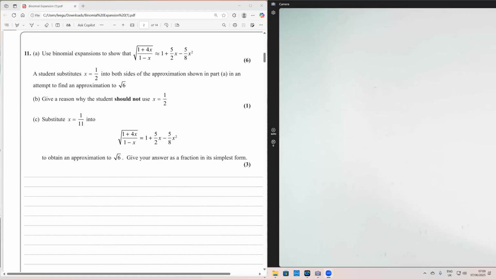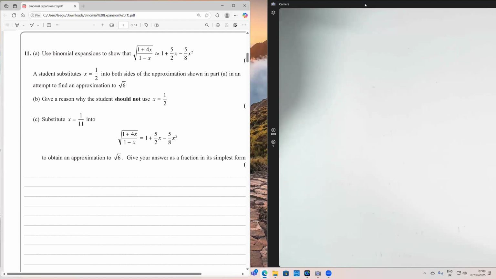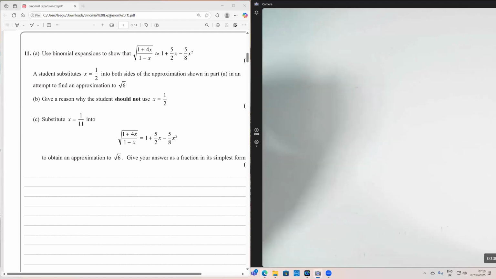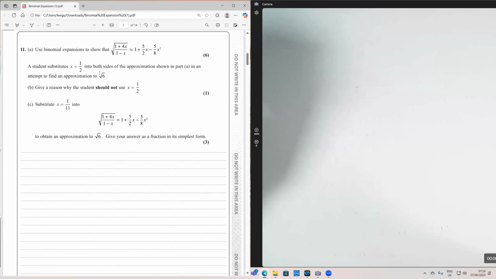Hello everyone, we're going to look at this binomial expansion question today. And we're going to be examining later on some not very well understood ideas about the binomial expansion that the examiners like to ask questions on. So for this one, it says use a binomial expansion to show that the square root of 1 plus 4x over 1 minus x is approximately equal to that. And this first part is worth 6 marks.